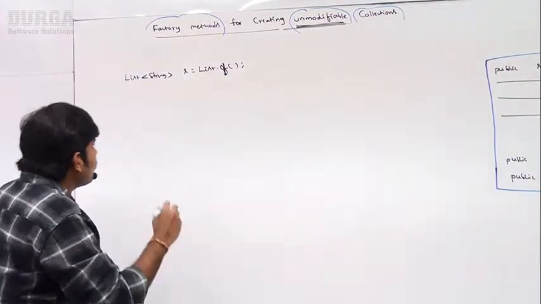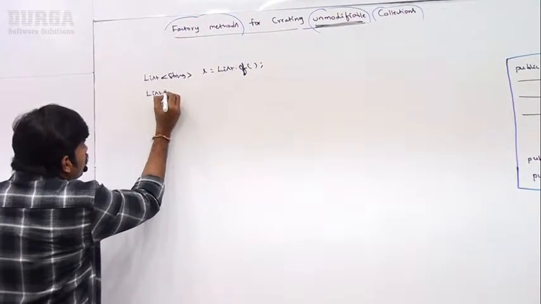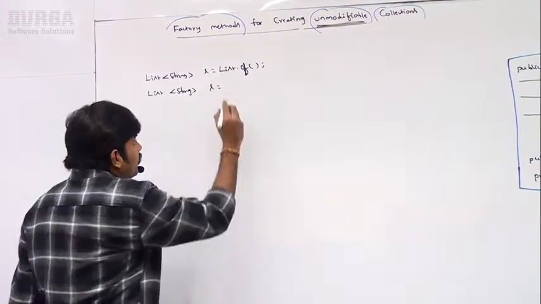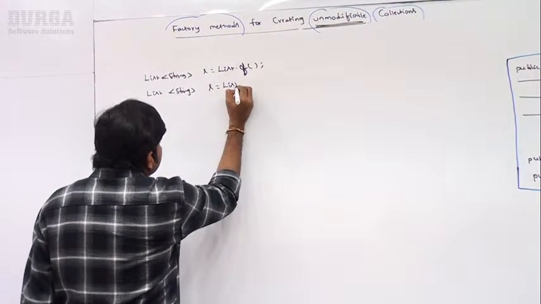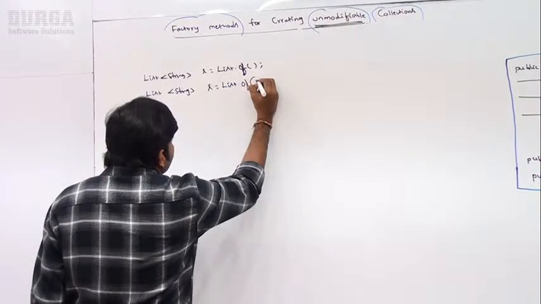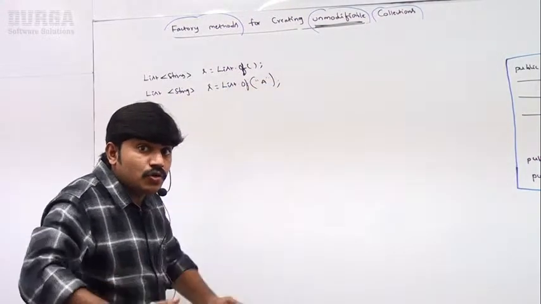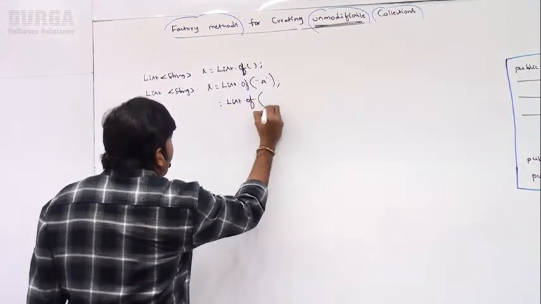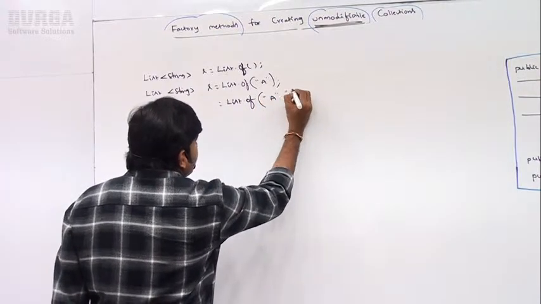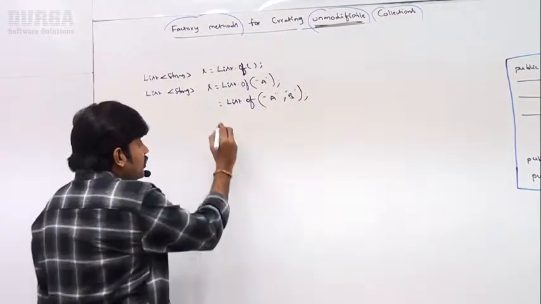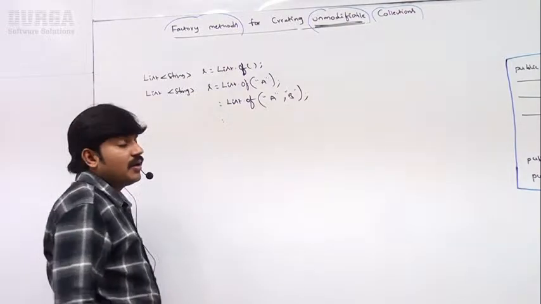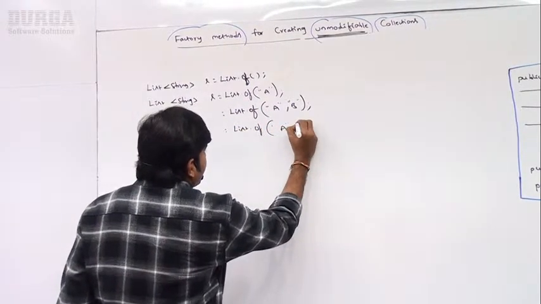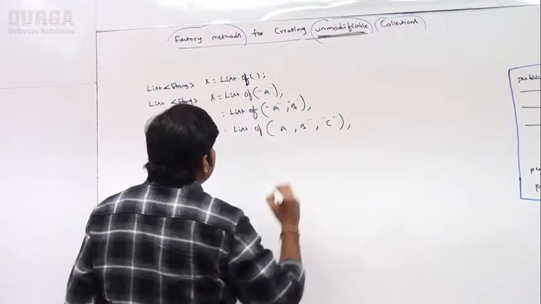Remember that, sir. Similarly, I want an unmodifiable list object with only one element. Are you getting? List.of with only A, I am taking. Sir, I want two elements. What is the way, sir? List.of, two elements you can take. Similarly, three elements, four elements, five elements, you can take. No problem at all. No issue at all, right?